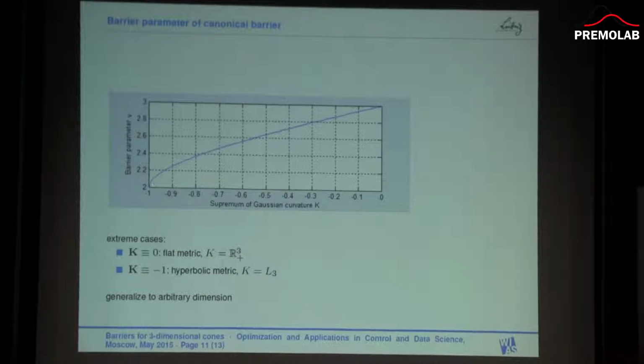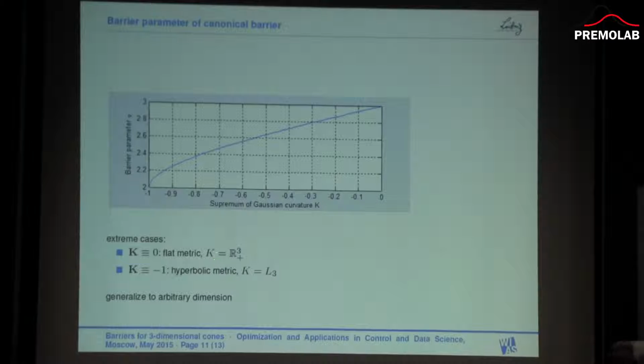So if the curvature is identically -1, so this is the hyperbolic disk, then the barrier parameter will have its lowest value 2. If the curvature is identically 0, which is the flat space, then the barrier parameter will equal its highest value 3.